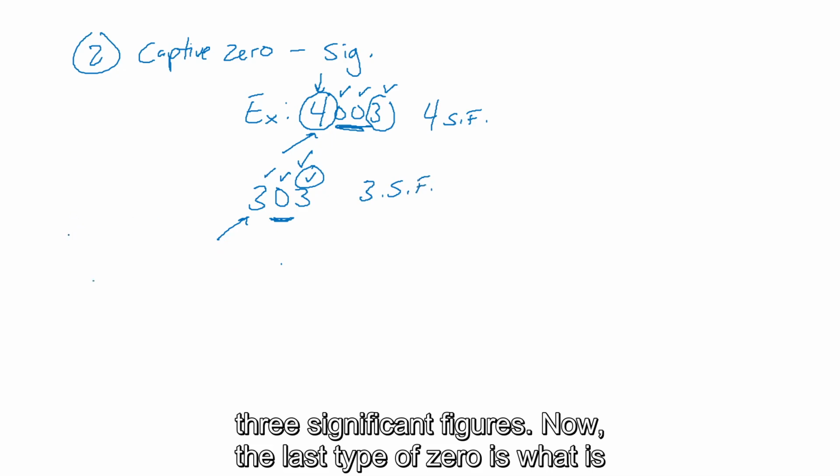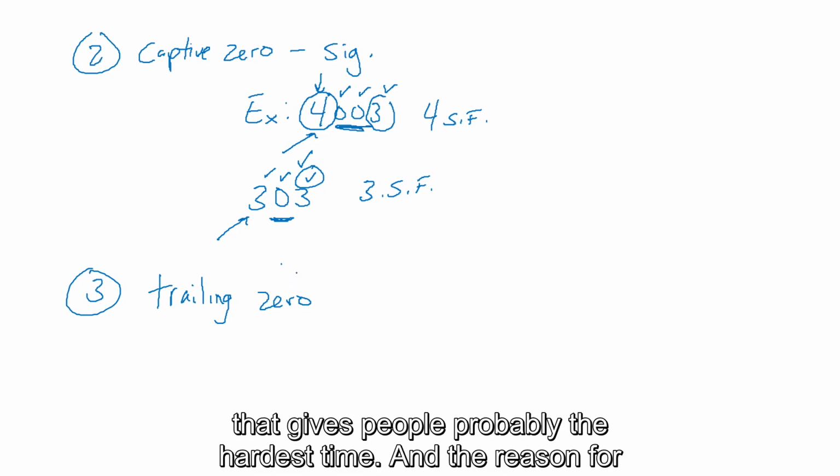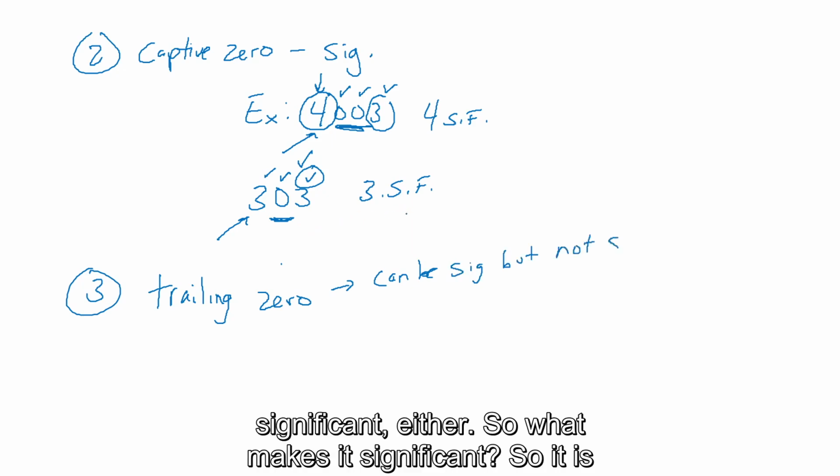Now, the last type of zero is what is referred to as a trailing zero. And this type of zero is one that gives people probably the hardest time. And the reason for that is it can be significant, but could also be non-significant either. So what makes it significant?